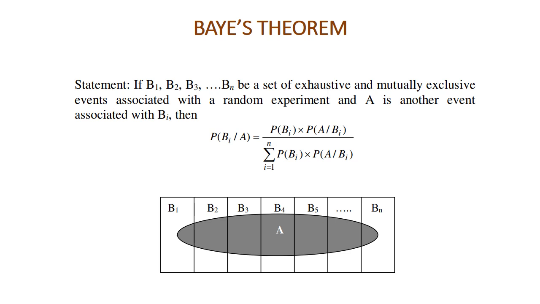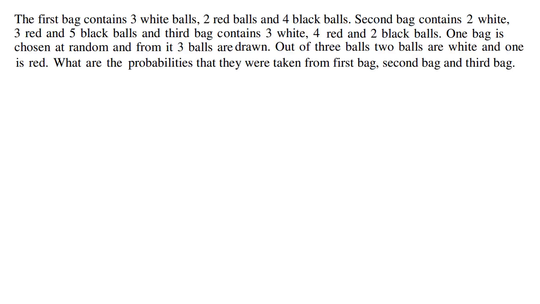Now let us see some sums based on Bayes' theorem. The first bag contains 3 white balls, 2 red balls and 4 black balls. Second bag contains 2 white, 3 red and 5 black balls, and the third bag contains 3 white, 4 red and 2 black balls. One bag is chosen at random and from it 3 balls are drawn. Out of 3 balls, 2 balls are white and 1 is red. So what are the probabilities that they were taken from the first bag, second bag and the third bag?